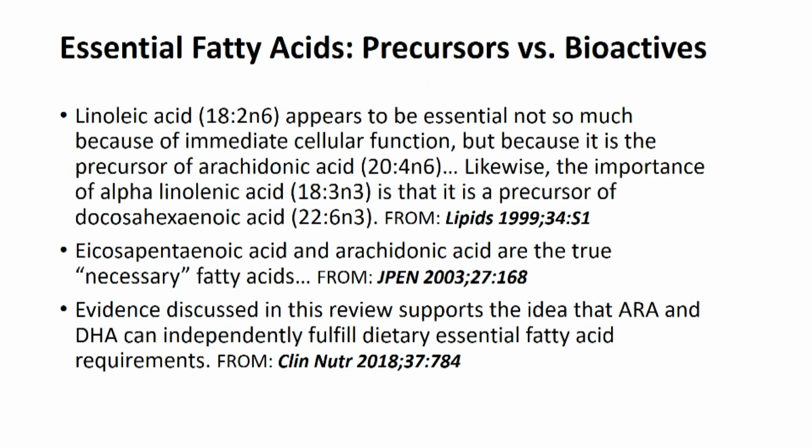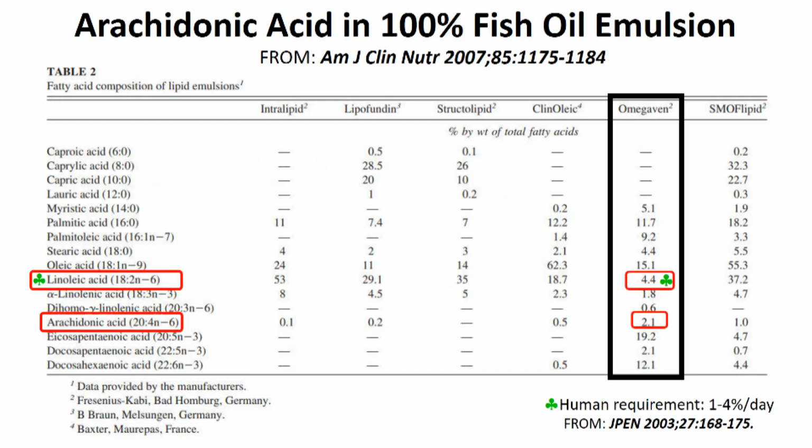Before we get into these details, however, it is important to recognize the difference between essential fatty acids that are precursors to the bioactive end products they form, as described in this slide. Omegaven 10% is a 100% fish oil emulsion with the omega-6 fatty acid content depicted in red boxes. The amount of the essential fatty acid precursor, linoleic acid, is about 1/10 the concentration found in soybean oil emulsion, but is still sufficient to prevent essential fatty acid deficiency.